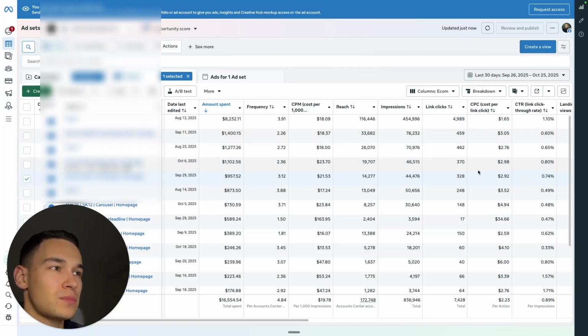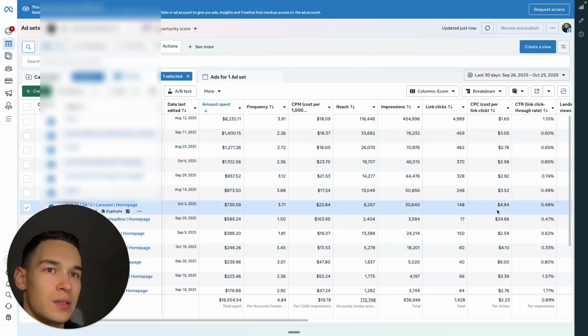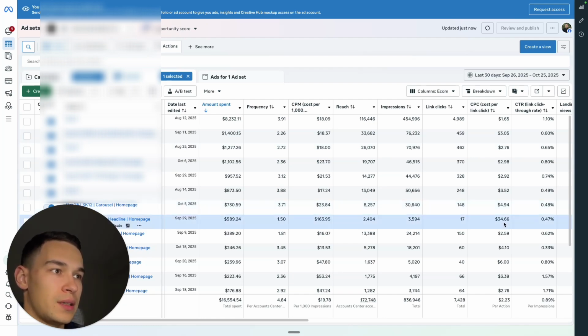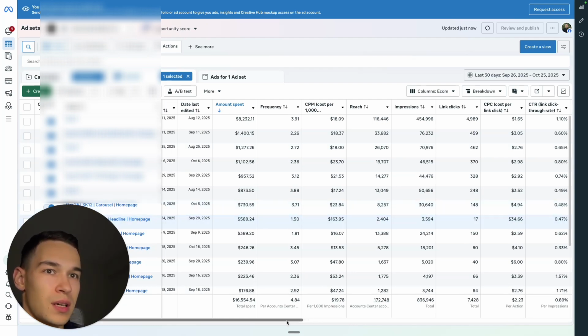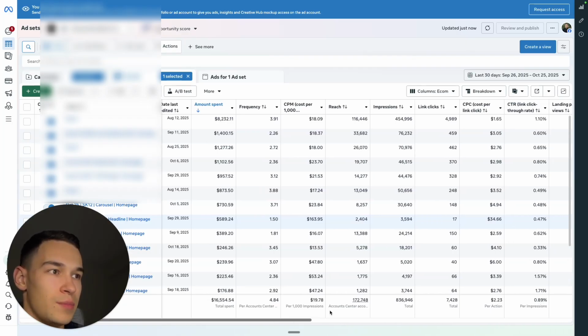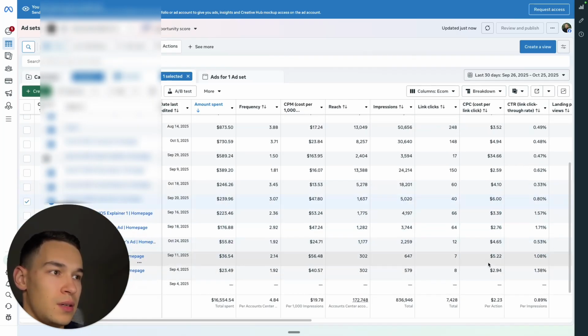Okay, $3 per click on average here. Then we have this one, 4.9. Then we have a super expensive click here, $45. I would say I would stop it right away, to be honest. I'm not sure why it's happening like that. Maybe I'm missing something. Then we have it here, 2.6, $4, $6, $3. Okay, on average it's $2.